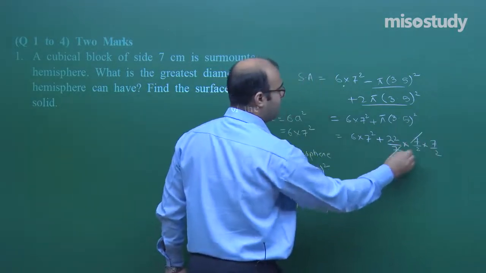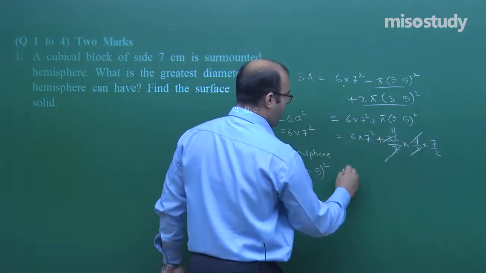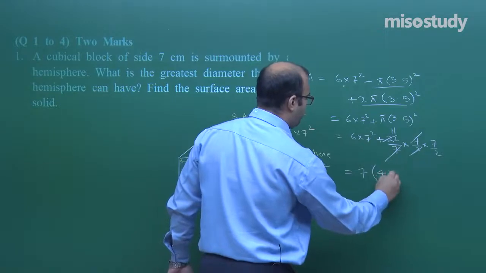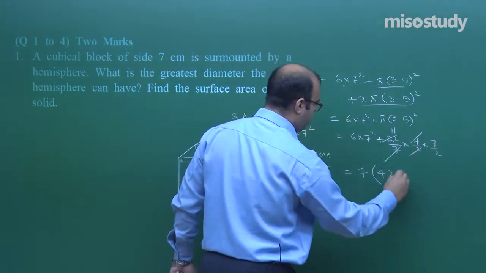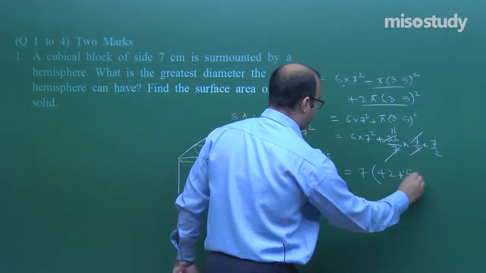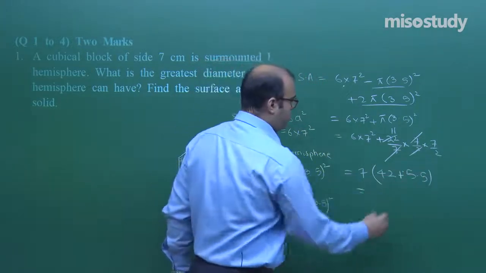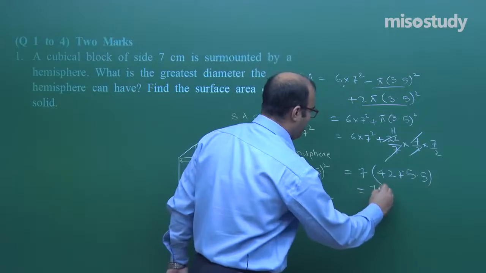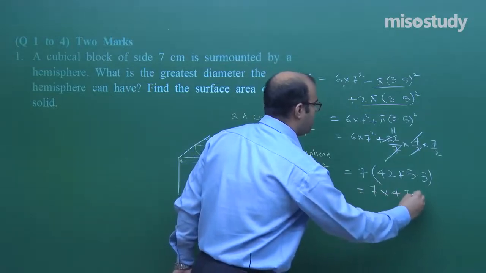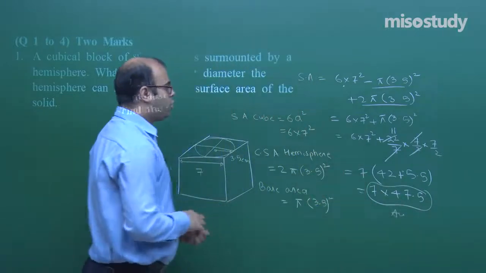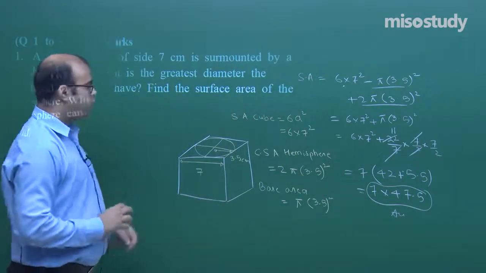This 7 will cancel, this will become 11, and we can take 7 as common. So 6 into 7 is 42. Here we take 7, so 11 by 2 is 5.5. Now this can be written as 42 plus 5.5 is 47.5, so 7 into 47.5. Just calculate this and get the answer. This is the surface area of the solid figure.